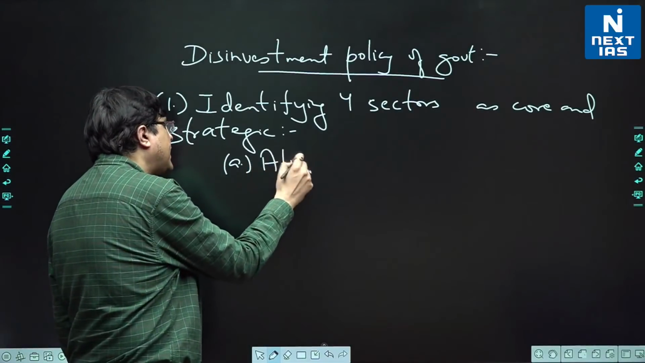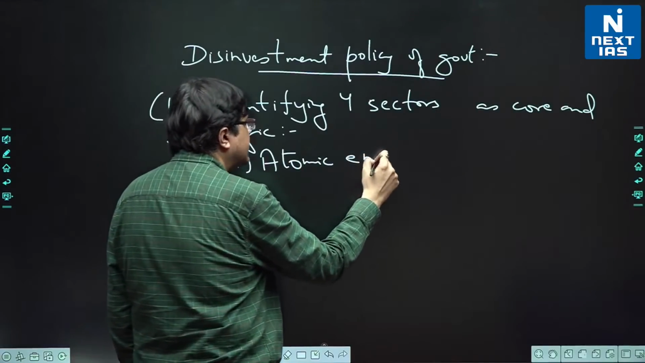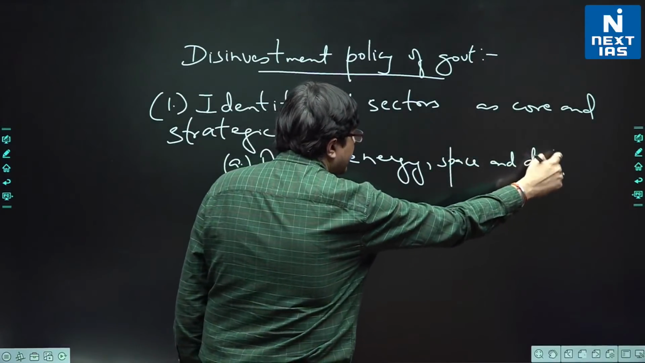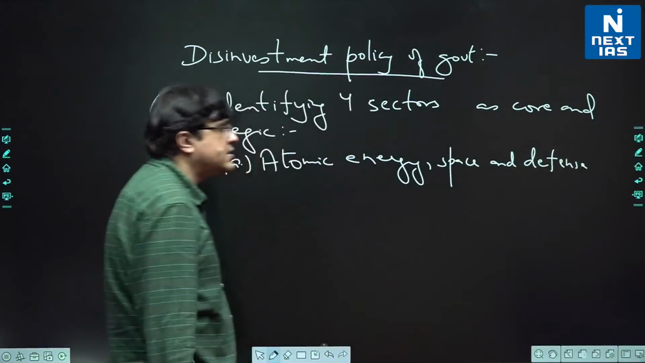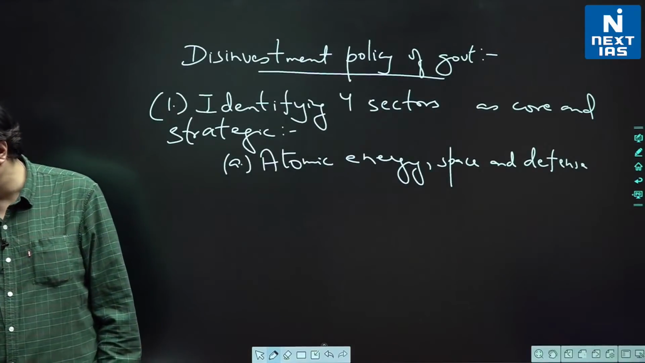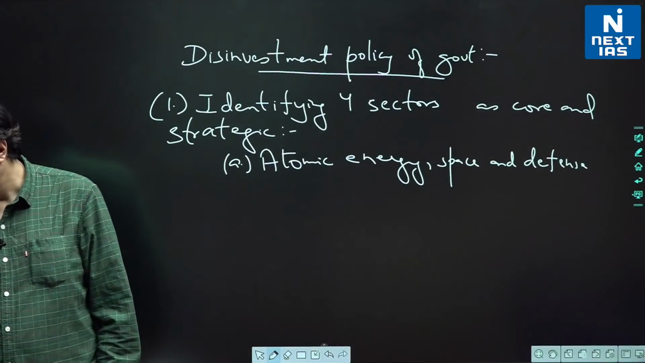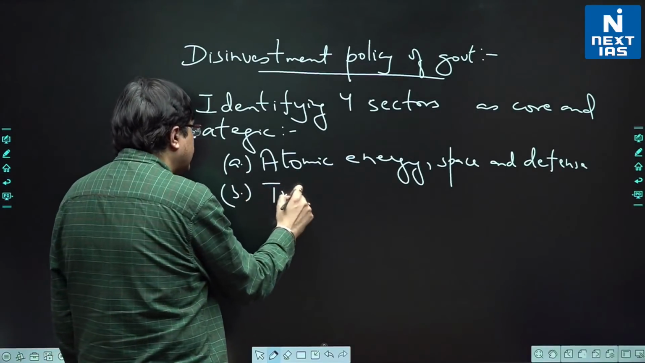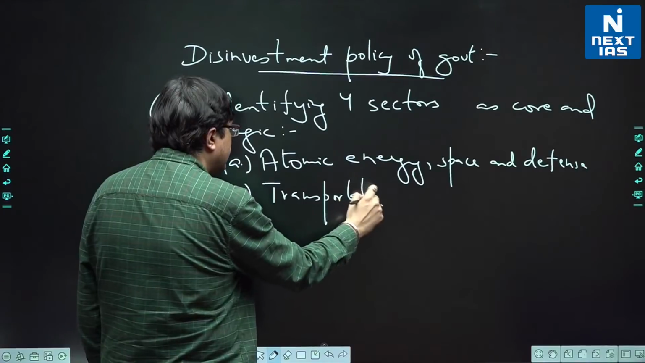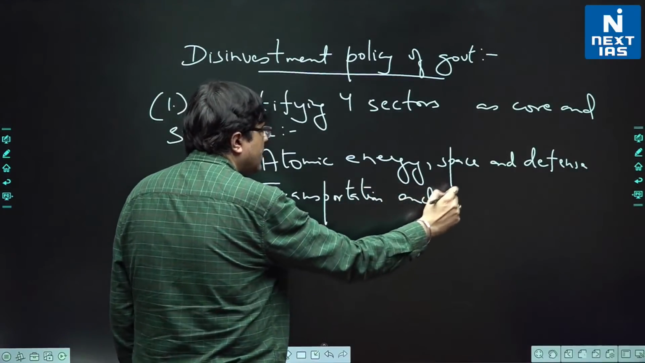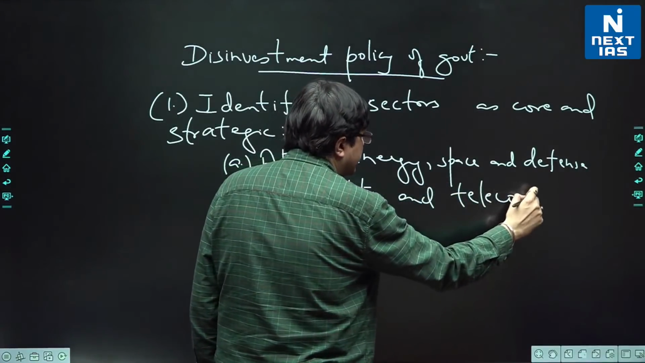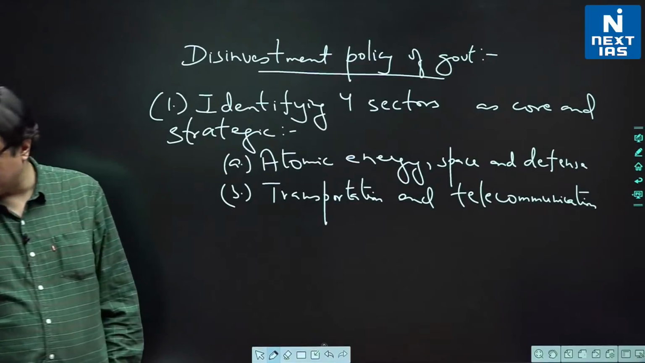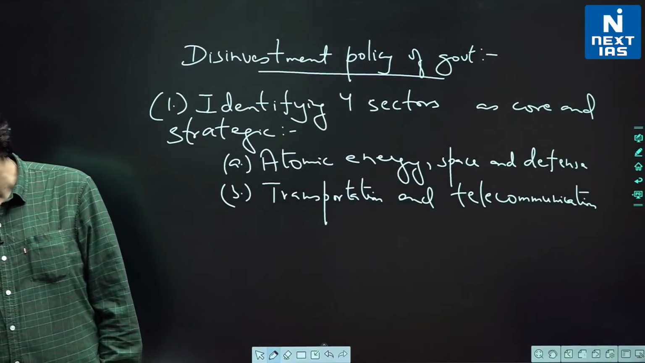So atomic energy, space and defense is one such sector. Again, from the prelims point of view, these names should be remembered. So atomic energy, space and defense is one sector where the public sector will always remain. The private sector will be allowed, but the public sector will also remain. Transportation and telecommunication is another sector where the government will always remain. There will be public sector units in these. So transportation and telecommunication is where the government will always remain.